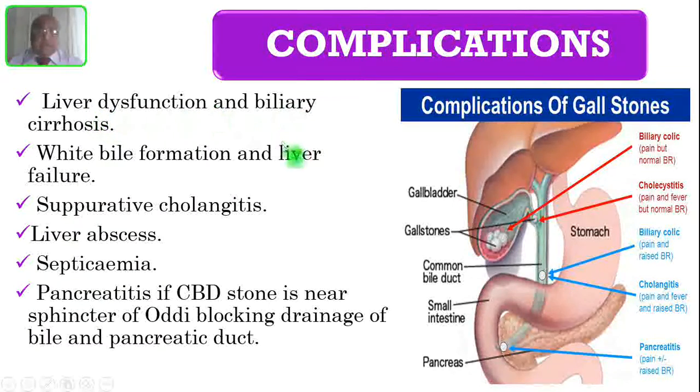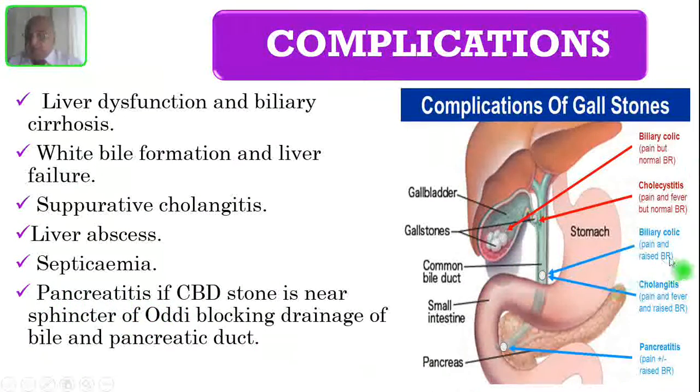So ultimately there may be liver failure also. Sometimes the stagnant bile will be secondarily infected. Initially it is ascending cholangitis, then it will go for suppurative cholangitis. That will lead to liver abscess, septicemia. Sometimes if the CBD stone is in the distal part of the CBD, the patient also can develop pancreatitis.